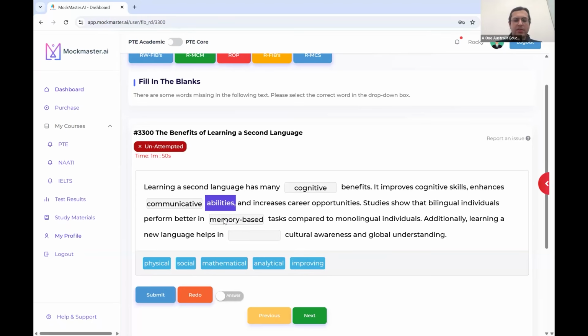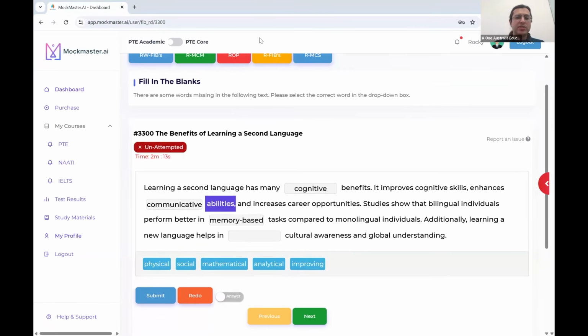Additionally, learning a new language helps in dash cultural awareness. Now, this is a very simple blank. The last one is actually the simplest one. Why? Because it is based on grammar. If I explain how, it is very simple, because please remember, whenever you have a blank after a preposition, means in, on, off, for, by. I'll repeat again, in, on, off, for, by.